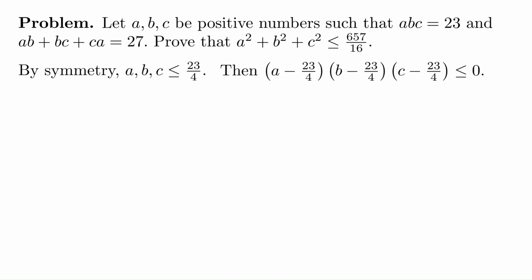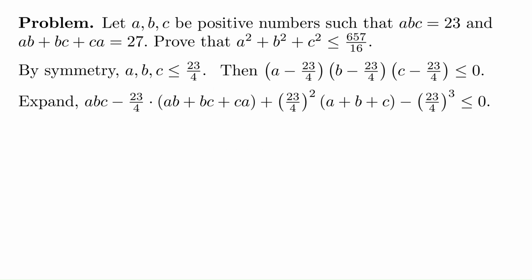Therefore, A minus 23 over 4 times B minus 23 over 4 times C minus 23 over 4 is less than or equal to 0. All three factors cannot be positive. The equality holds when one of A, B, or C equals 23 over 4. This is consistent with the original setup. By the end of the video, I will further discuss the idea behind the inequality.